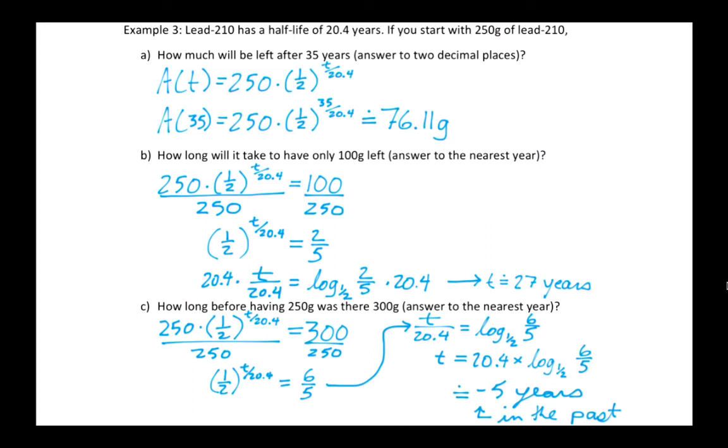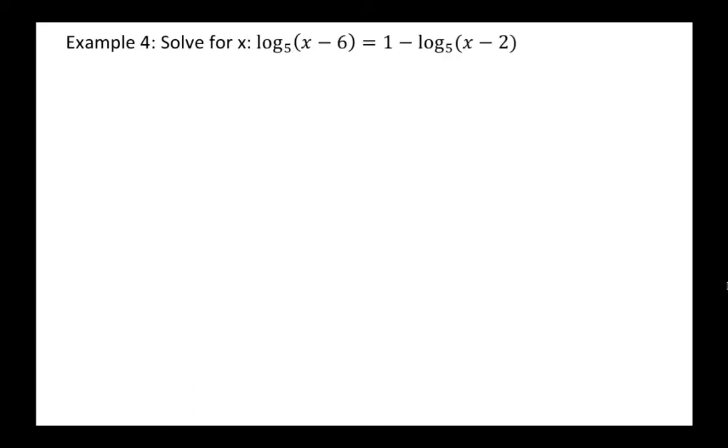Cool beans. All right, final question. So we want to solve this for x. And this is a logarithmic equation. So we've got log base 5 of x minus 6 equal to 1 minus log base 5 of x minus 2. So here's what I'm going to do. I'm going to do 5 to the power of both sides. So I looked at the base, which is 5. And in order to undo this logarithm, I'm going to do 5 to the power of. And I'm going to do the same thing on the right.